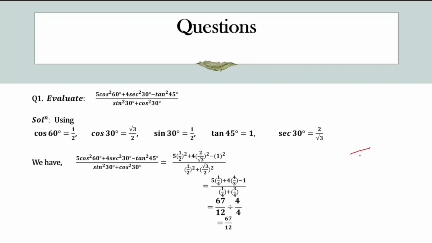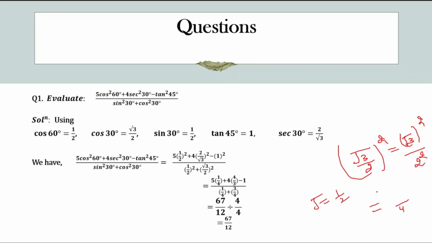Why is it so? See, root 3 by 2 whole square means the square of the numerator over the square of the denominator. Now 2 square is 4. Root and square get cancelled. Why do they get cancelled? Because root means the power is 1 by 2. So when we are doing square root of 3, it means we are raising 3 to the power 1 by 2 and its entire power is 2. That's why this 2 and 2 get cancelled and we are left with just 3. So that is why root and square get cancelled. So that's why root 3 square is 3 itself.